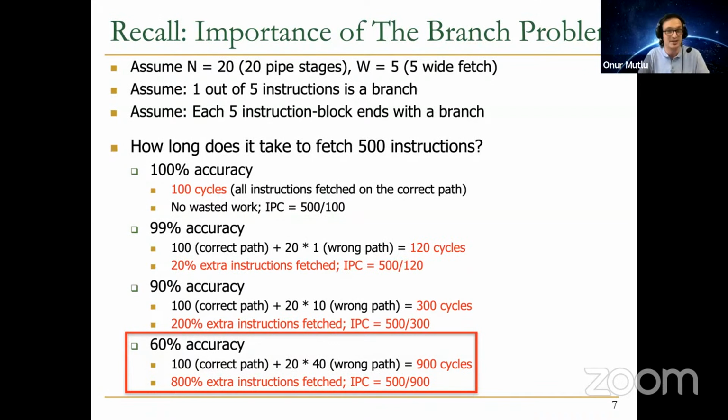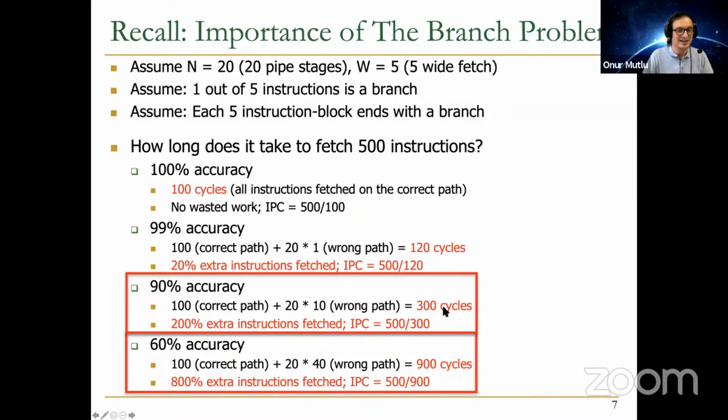And this is 60% accurate. 60% is better than random luck, right? And we're going to see that today's branch predictor is actually much higher accuracy than 60%. Because of this reason, basically, we don't want to waste performance and energy while we have deeper pipelines and wide fetch engines so that we can extract parallelism. Okay, so if you're 90% accurate, it's not enough also, actually. You can see that we fetch 200% extra instructions, and our performance compared to the ideal branch prediction becomes 3x worse. Okay, so we want actually better than 90%.